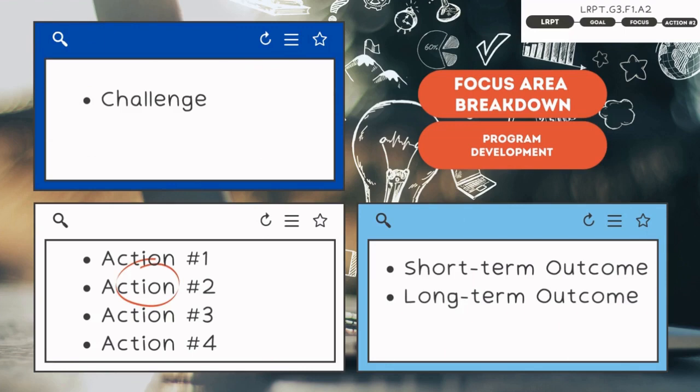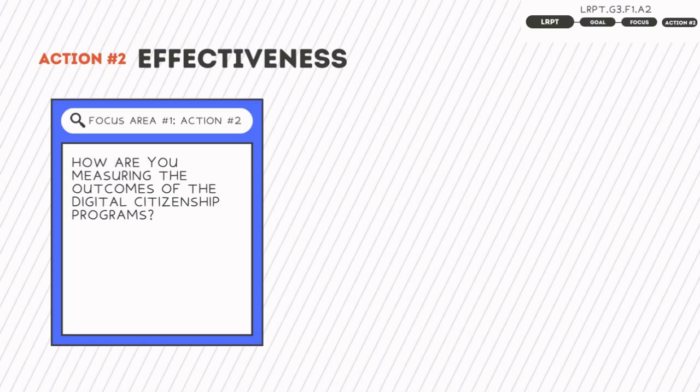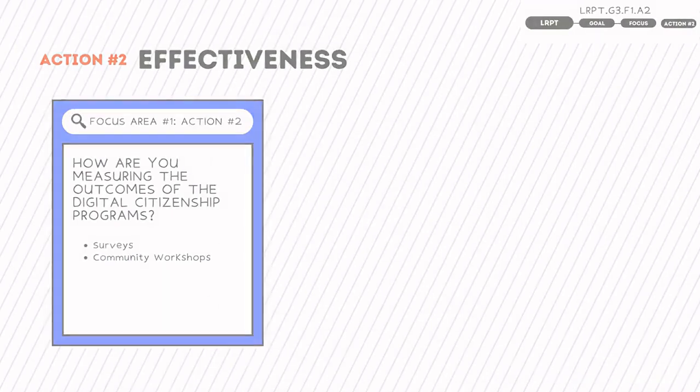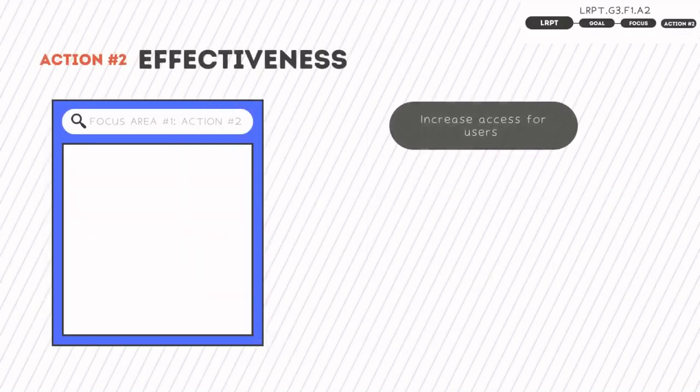Let's move on to action number 2. Because this will inherently need to evolve, it is important to measure the effectiveness of the program as they are active in your district. This measurement could include varying strategies from digital surveys or in-person community workshops and discussions. Pause the video here to reflect on how you are measuring outcomes in your district.